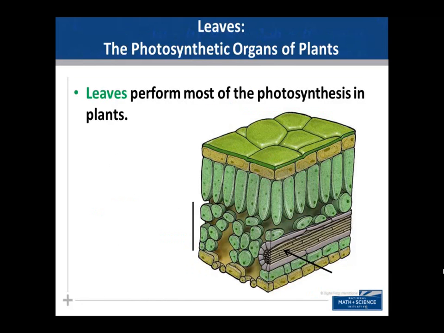So leaves are where most of the photosynthesis in plants takes place. Certainly other living things other than plants do photosynthesis, but for our purposes, we're going to focus on plants. As I mentioned earlier, algae and some bacteria are capable of photosynthesis as well.